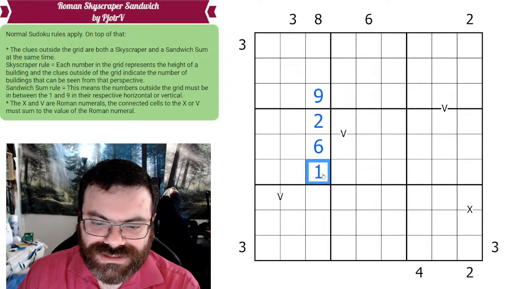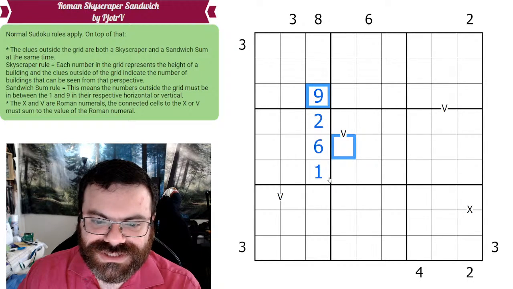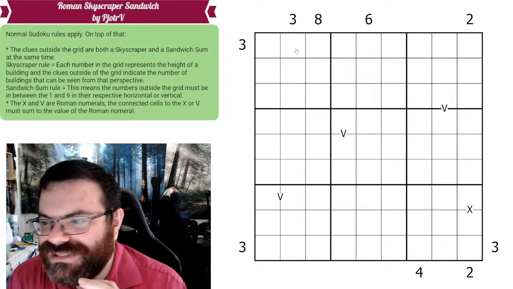Or we could swap the 1 and the 9 if we wanted to. And so those add to 8 because they're in between the 1 and the 9. So that's what those sandwiches mean. And so these clues are both skyscrapers and sandwiches at the same time.